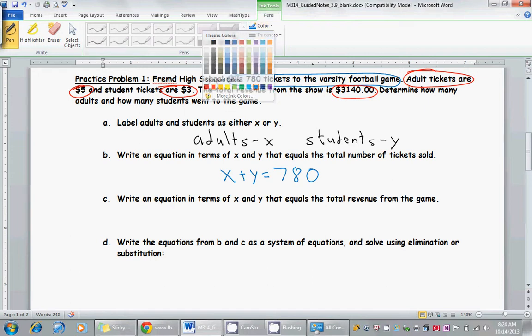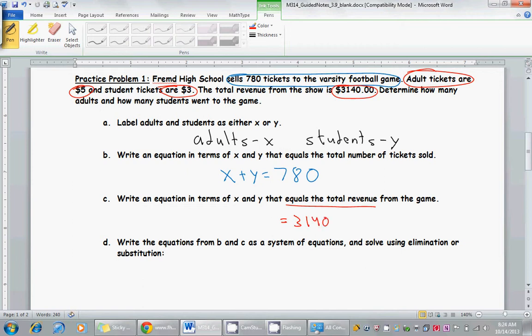Part C, write an equation in terms of x and y that equals the total revenue from the game. It tells us that this is going to equal the total revenue, so this is going to equal the $3,140 from above in the problem. Here's where the price of the tickets comes into play: $5 for every adult and $3 for every student. Now I'm going to take the money from each of those ticket costs and add them together.